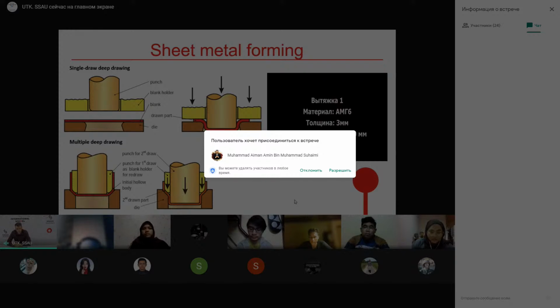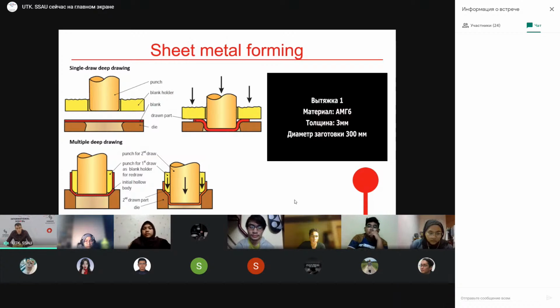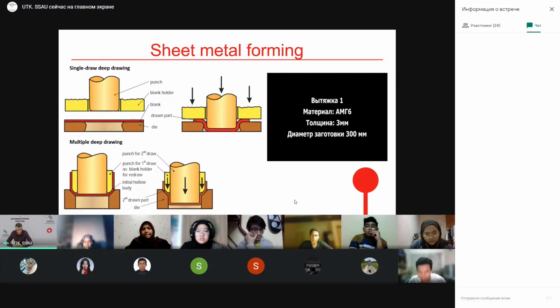I want to start with some examples of traditional sheet metal forming technologies. Here at the slide you can see technology for production of cups. If we want to produce a cylindrical cup from sheet metal, we need to use the following tooling. We need a punch, blank holder, die, and of course blank, the sheet metal which is formed into a cylindrical cup. By applying force on the punch, we draw the sheet material through a hole in the die, and as a result receive a cylindrical cup.